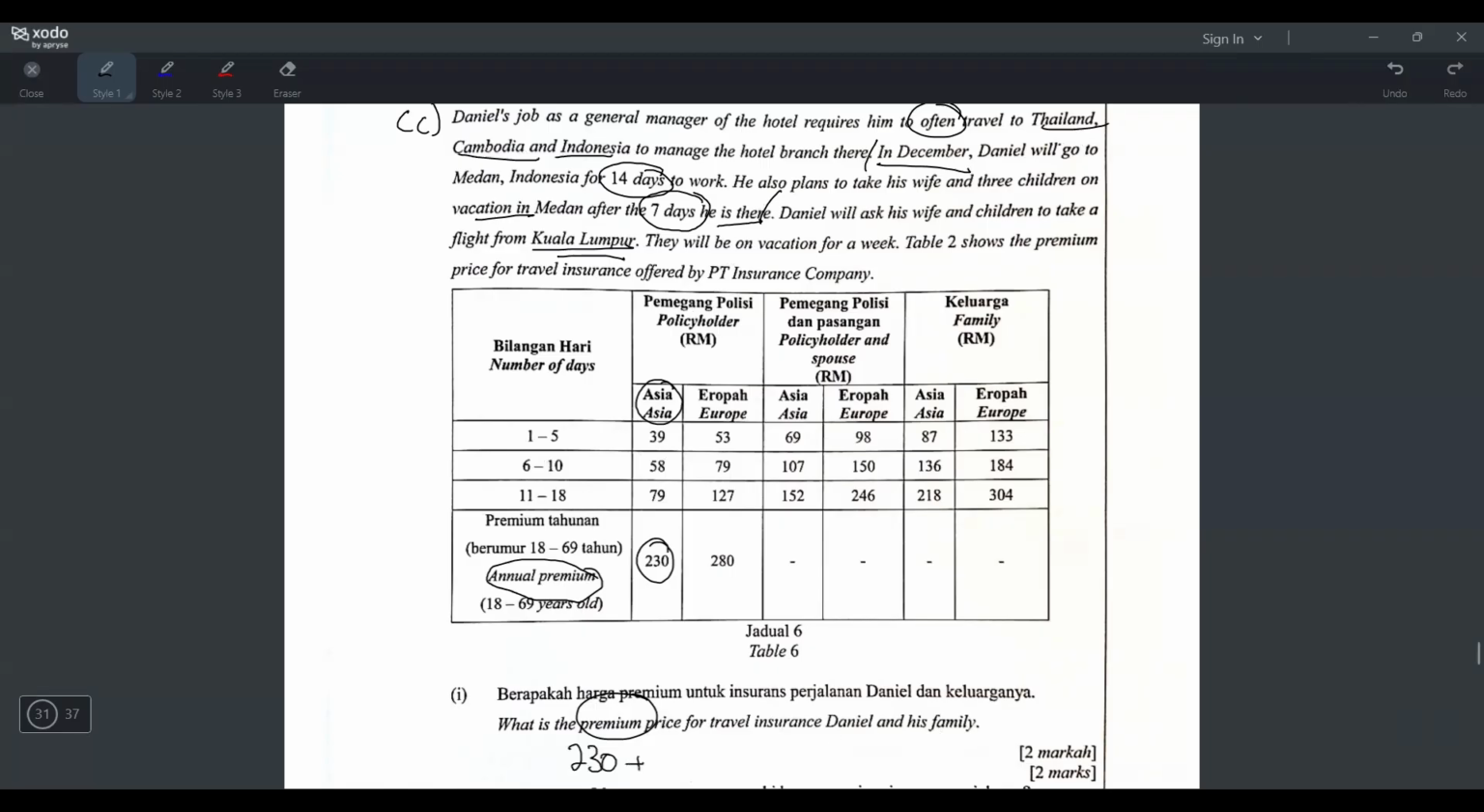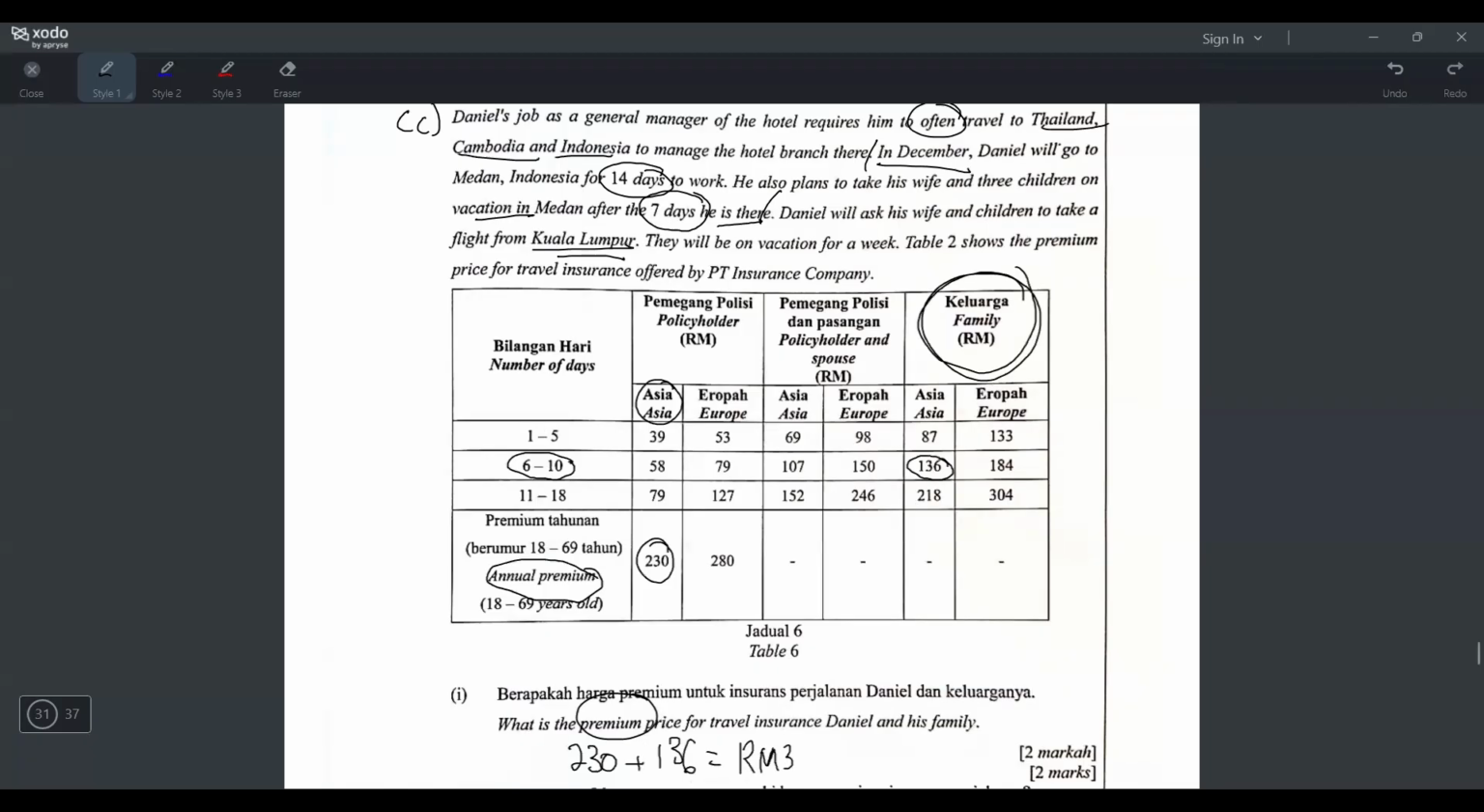But his family only follows him for this one time only. They will stay for 7 days, because he didn't follow for 14 days, he joined after 7 days. So 7 belongs to this bracket, and I think it's going to Asia, so it's 136. So when you press this, you should get the total answer. 230 plus 136. My calculator gives me 366.